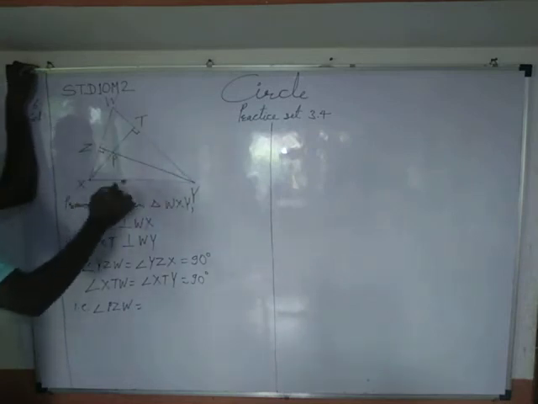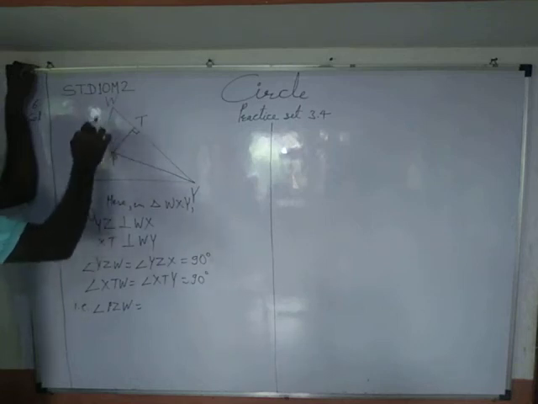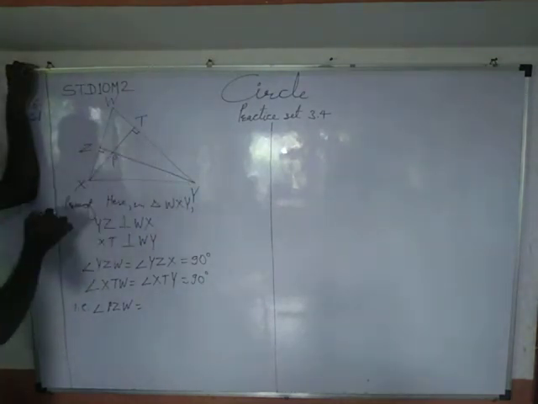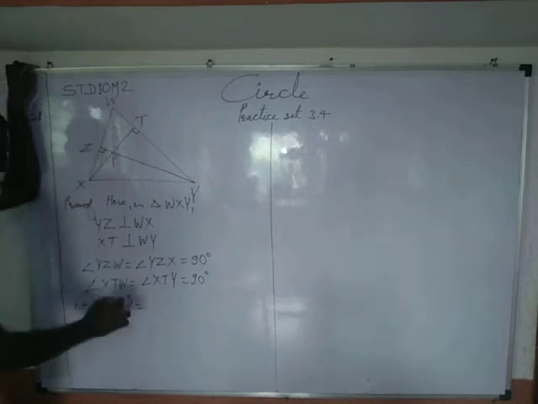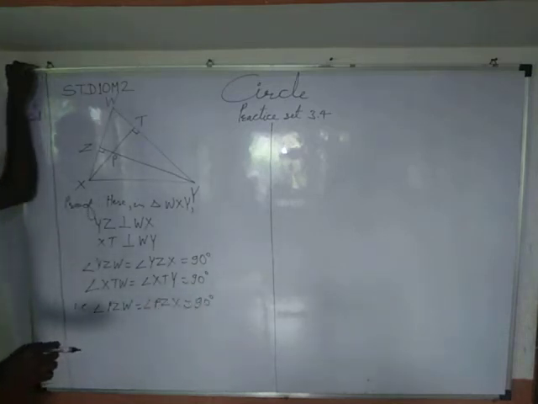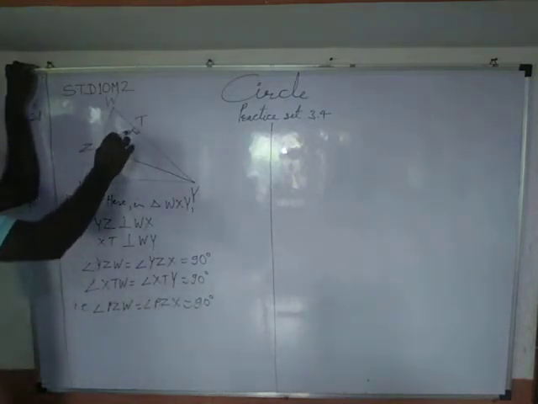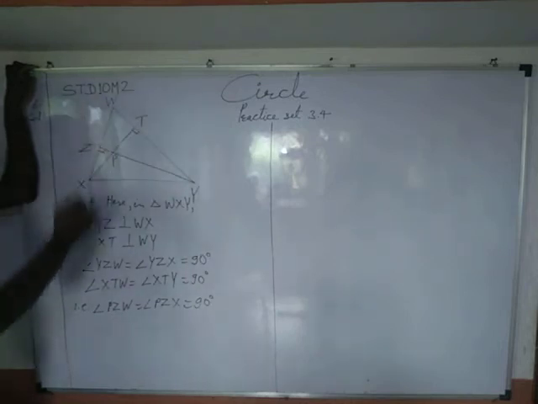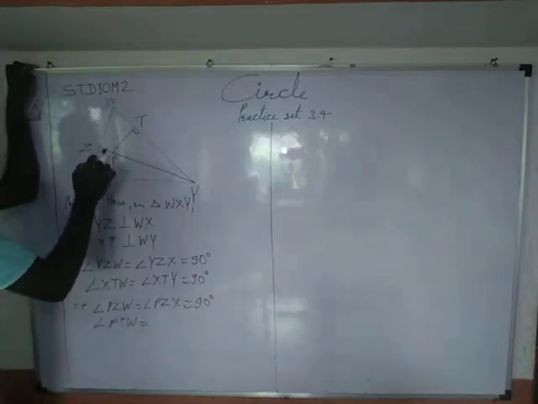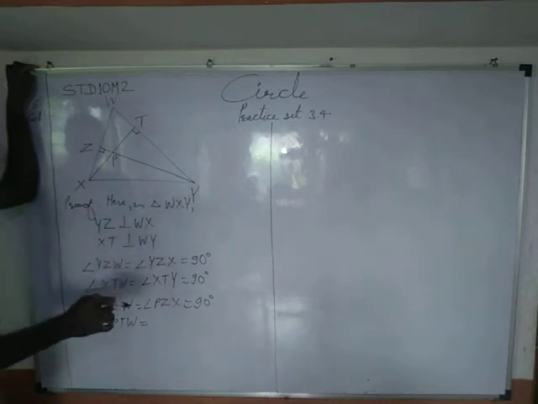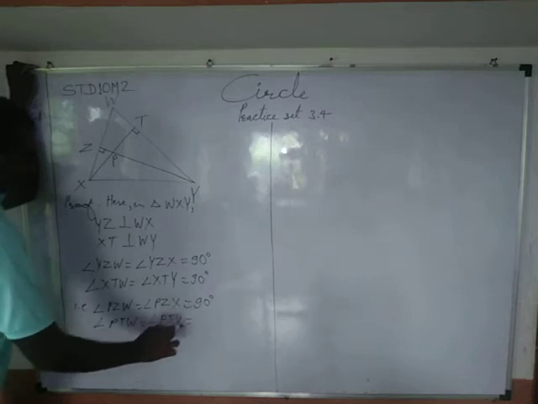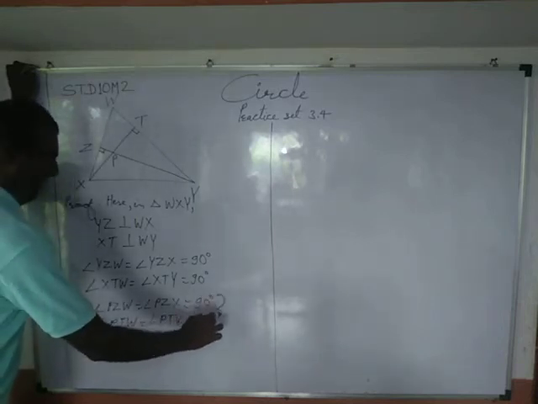Angle YZW we call as angle PZW, and angle YZX we can call as angle PZX. Angle PZX equals 90 degree. Similarly, angle XTW we can call as PTW. Angle PTW equals 90 degree, and angle XTY we can call as angle PTY. Angle PTY equals 90 degree. Common curly.